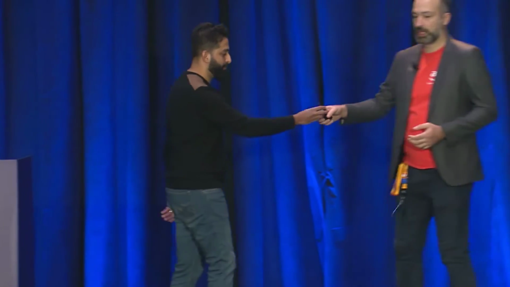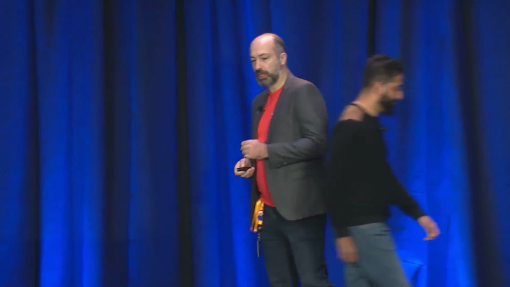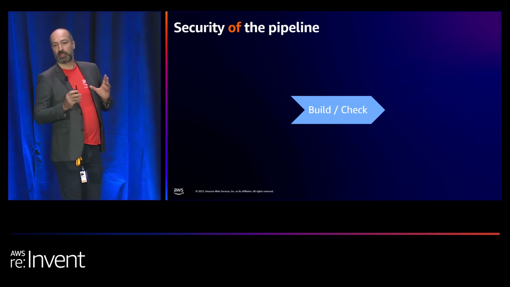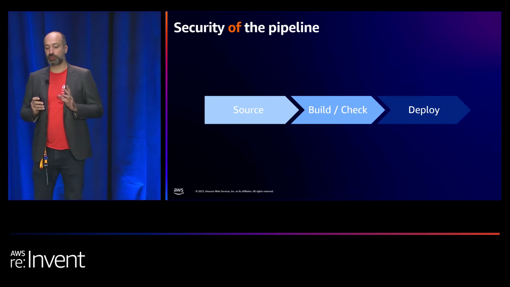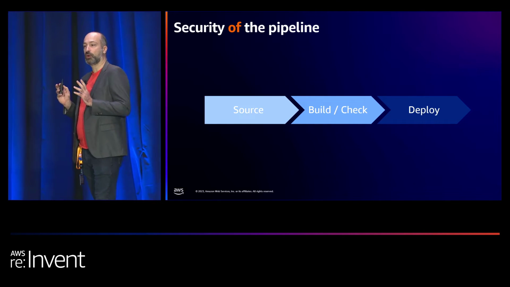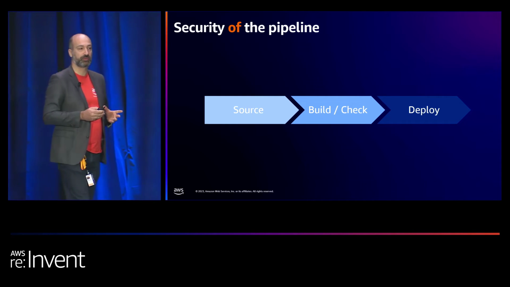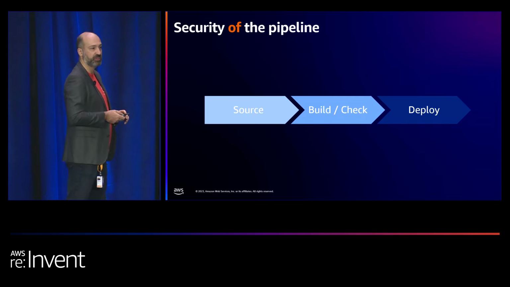Thank you, Rif. So, thanks to Rif, I hope that you all understand that you need a pipeline. You need a pipeline to be able to build and check your application. You need to securely source all the elements that you need in order to compose those artifacts and those solutions and to deploy them securely.